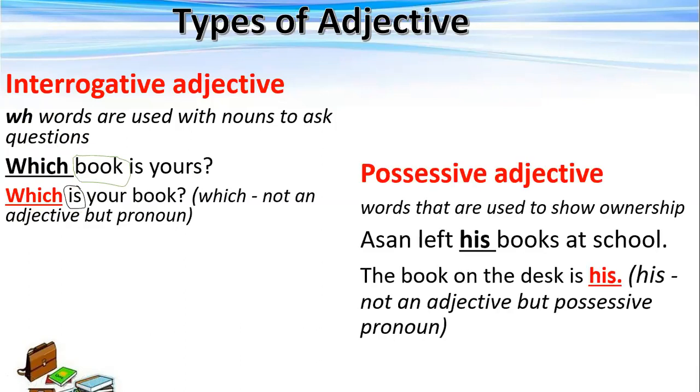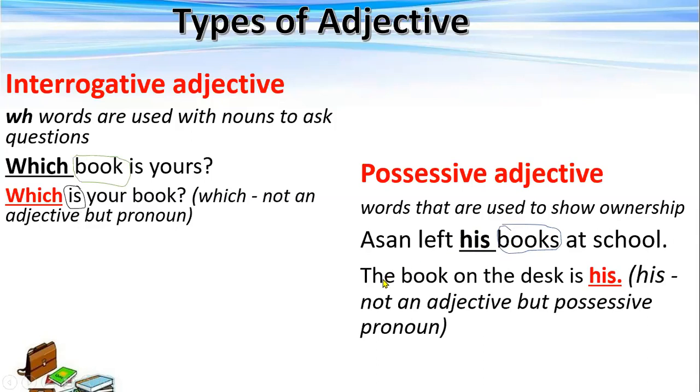Yes, next, possessive adjective. They are words that are used to show ownership. We know what ownership is, right? It belongs to someone, it's someone's. So, examples. Asan left his books at school. Look, his books, after his, there is what? There is a noun, that is books. Therefore, his here is a possessive adjective.